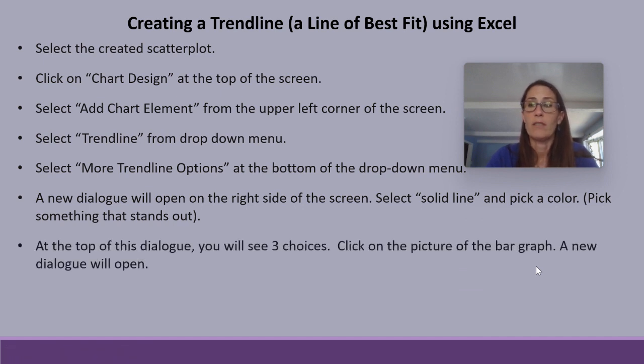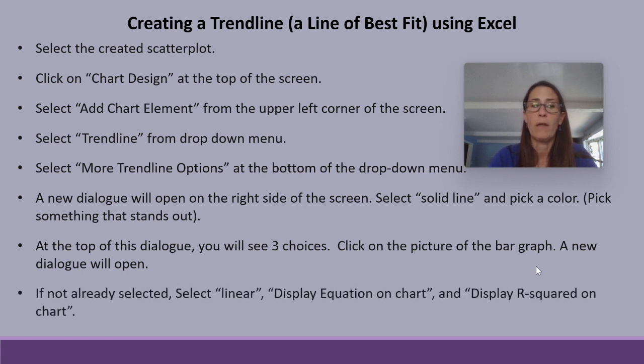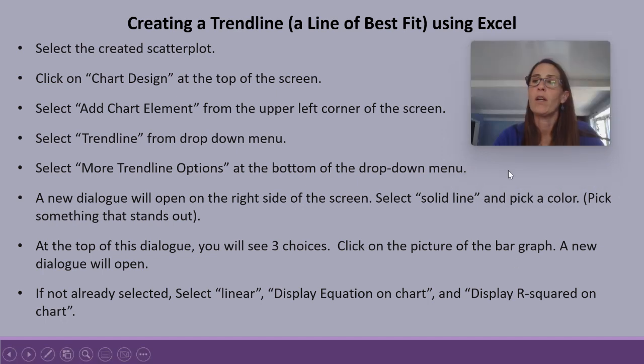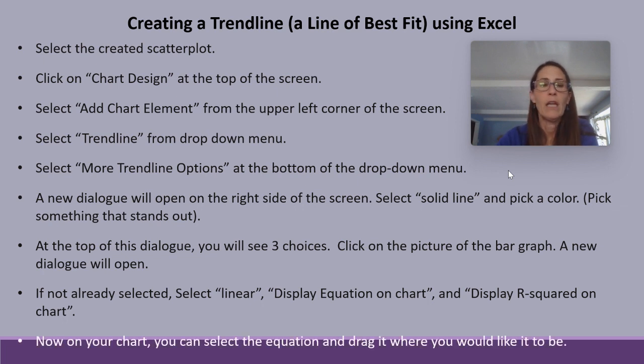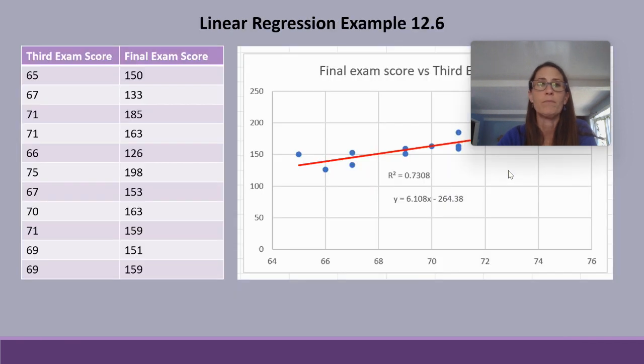And then we saw three choices. We clicked on the picture of the bar graph so that a new dialog box opened, and we chose linear. We chose display equation on the chart and display R squared on the chart. So when you're doing this in class, for homework, or on any other assignment, make sure you have all those things. So I wrote on the chart, you can select the equation and drag it where you would like it to be. So you can always adjust all those little things so that it looks the way you want it to.